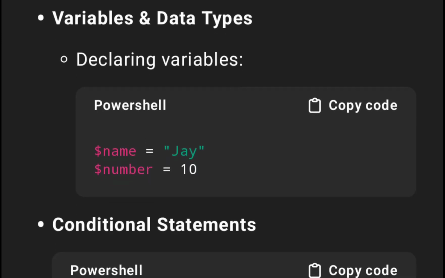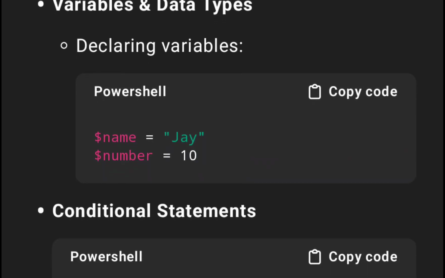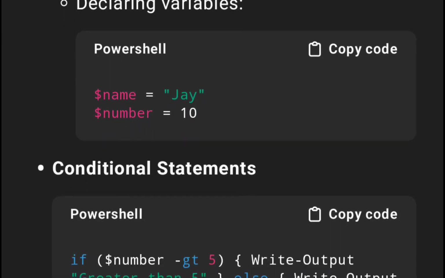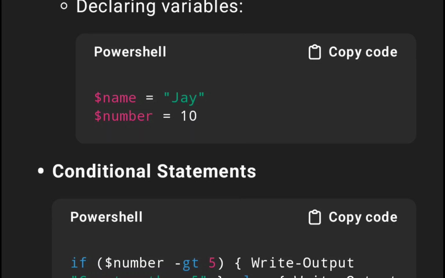And for variables and data types, this is the format for declaring variables: $name = "name" in double quotation marks, and $number = a number. This is for declaring variables.